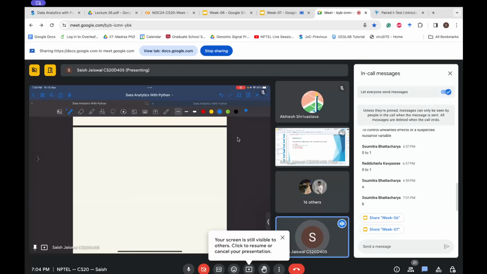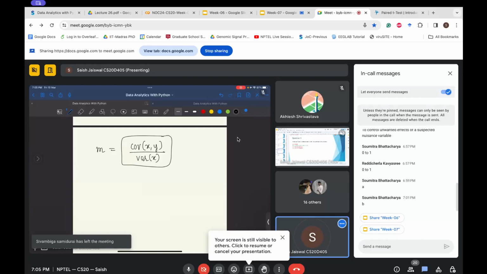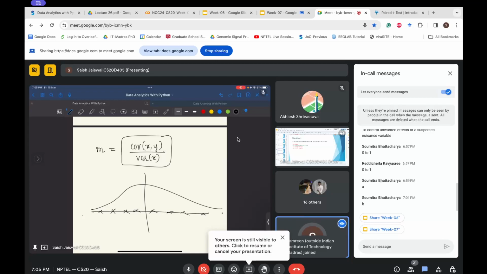And you might also come across this formula for correlation coefficient: covariance of x and y upon variance of x. This is actually the slope of the line. And what is covariance of xy? There are two terms here, variance and covariance. Variance tells you the spread of the data in one dimensional space, or given the data points, variance tells you how they are spread. So let's say this is a normal distribution.